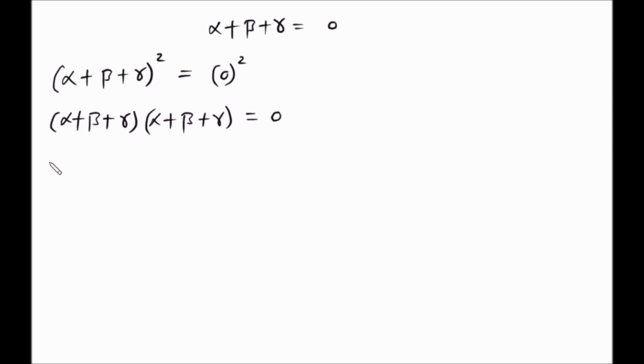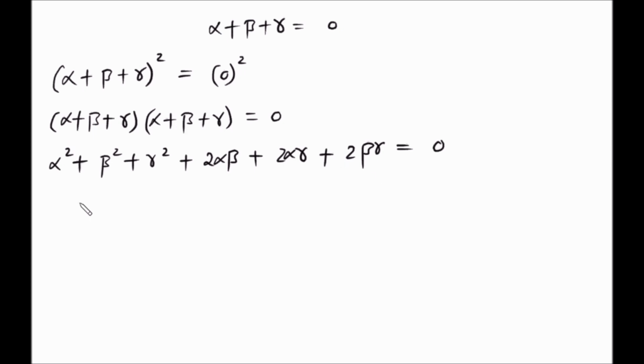Kwa hiyo ukisquare hii taratibu utapata alpha squared plus beta squared plus gamma squared plus, so tutakuwa tuna 2 alpha beta jumlisha 2 alpha gamma jumlisha 2 beta gamma. So nikizidisha huyu na huyu taratibu, fanya mwenyewe kwenye karatasi utaona, napata hii. So is equal to 0.